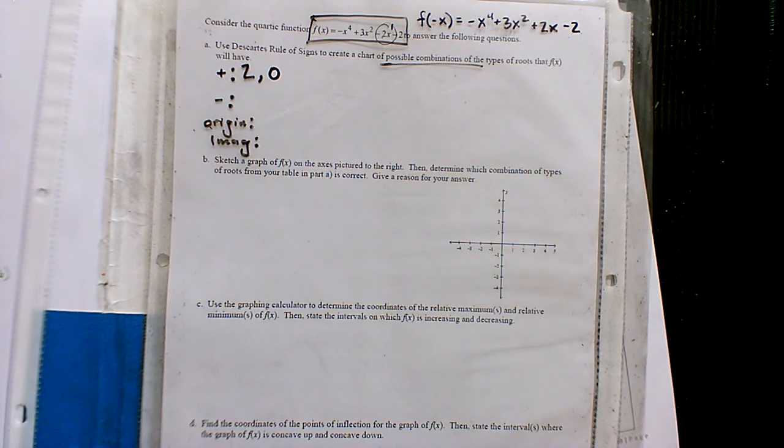So in this new equation, how many sign changes do we have? Can we find them?